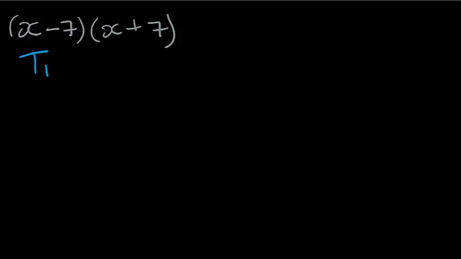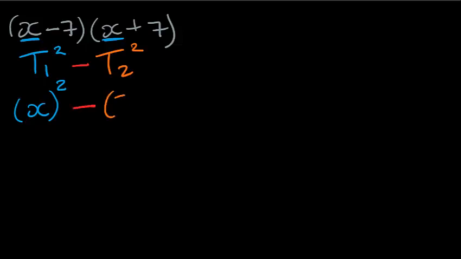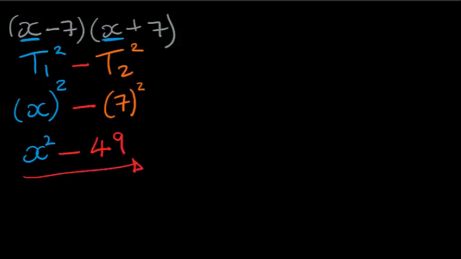So I'm going to write term 1 squared minus term 2 squared. Term 1's value is x, because that's that one, and they're the same. So I have term 1 is x, and I bring that square down, minus the value of term 2 is 7, and I bring the square down. Now I calculate: x squared minus 49. And that's my final answer. So there you go. Shorter way, but it only works for difference of squares.